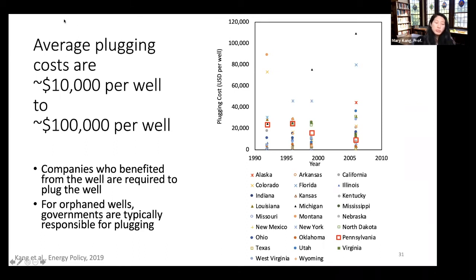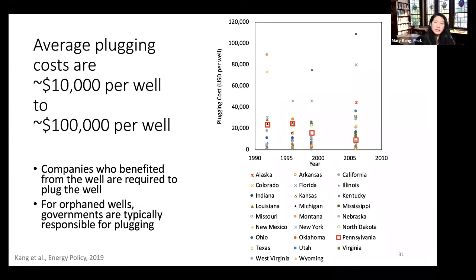So the average plugging costs are around $10,000 to $100,000 per well. And the regulations require companies who benefited from the well to plug the well. And that's generally true across Canada and the US. But there is a category of wells called orphaned wells, where a responsible party no longer exists. And in these cases, typically governments are responsible for plugging.